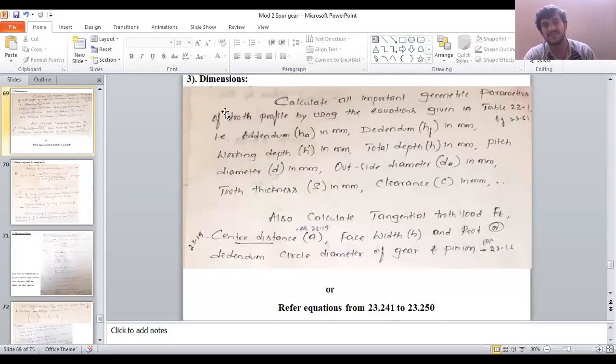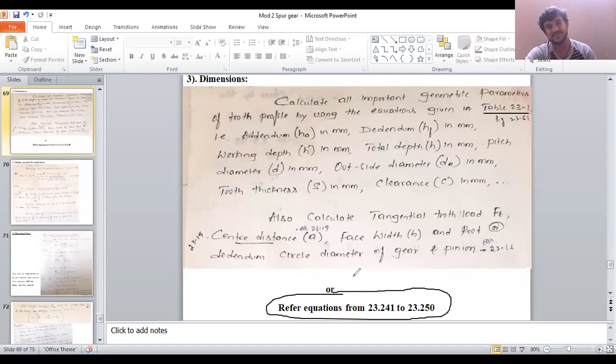Next, third step, determine the dimensions of both the pinion and gear tooth profile, also the gear tooth dimensions, by referring to table number 23.1. Apart from that, also calculate the center distance and other things, and refer to the equations from 23.241 to 250 for some other dimensions.